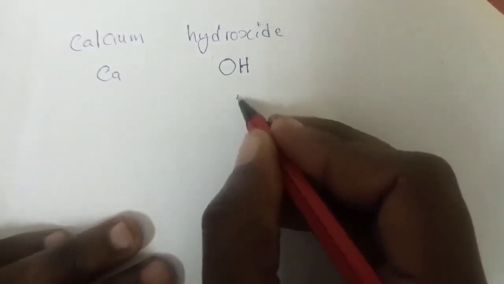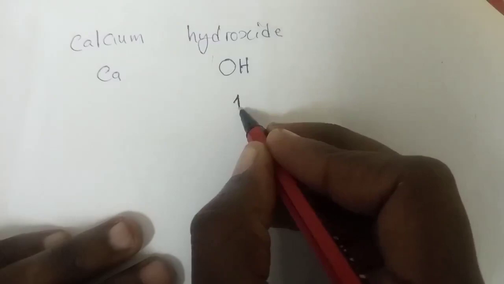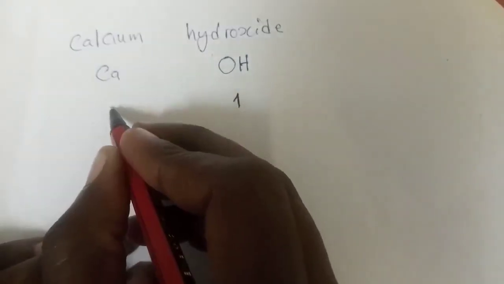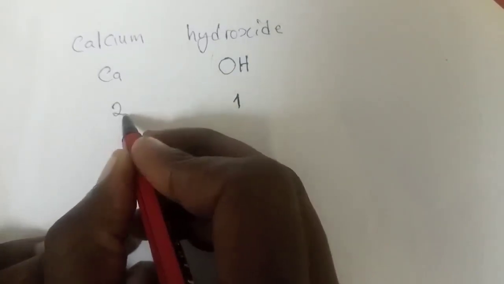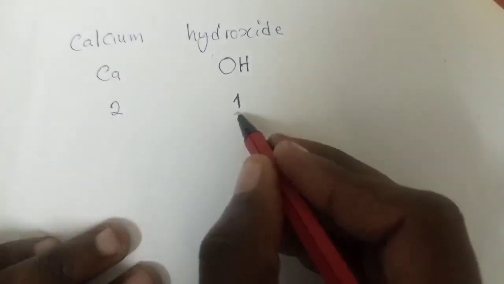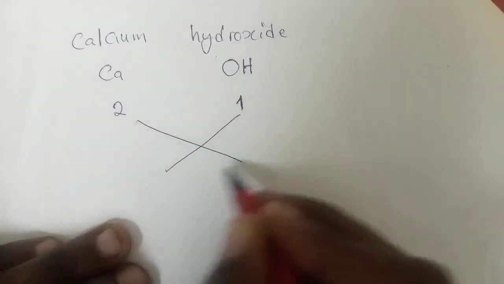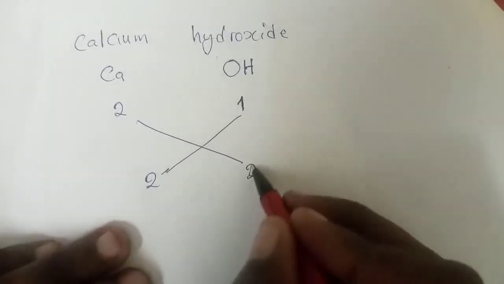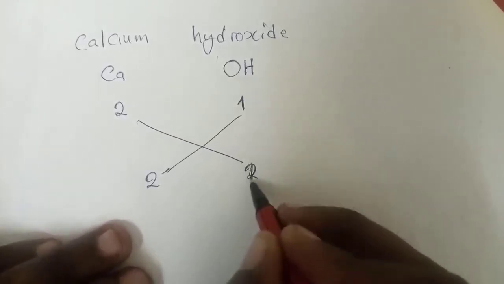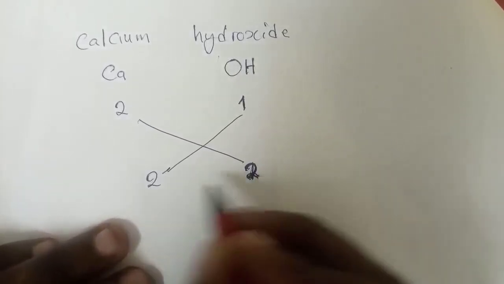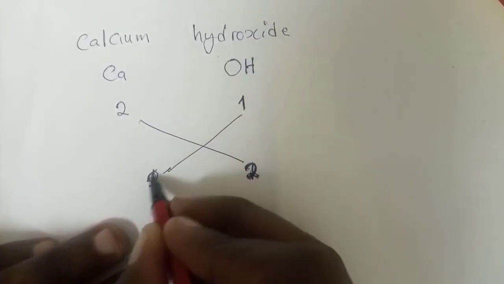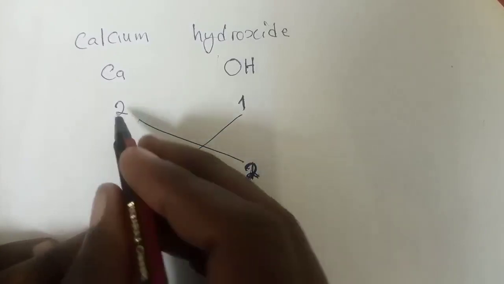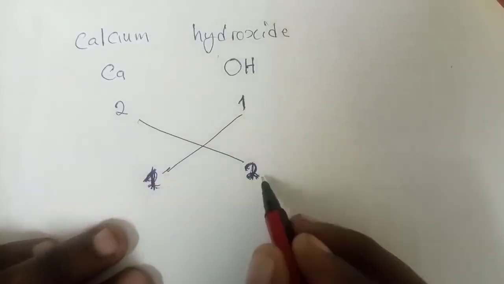So hydroxide has a valence number of 1, and calcium has a valence number of what? Of 2. It is in group 2. So you need to swap its valence numbers. Here you have 2, here you have 1. Since this one will come this side, this 2 will come this side. So this is 1, this is 2.